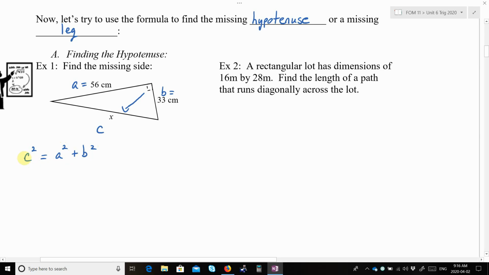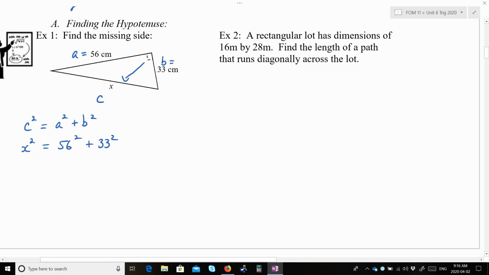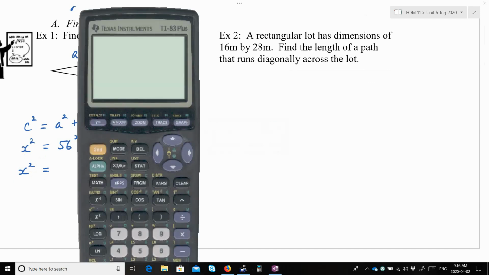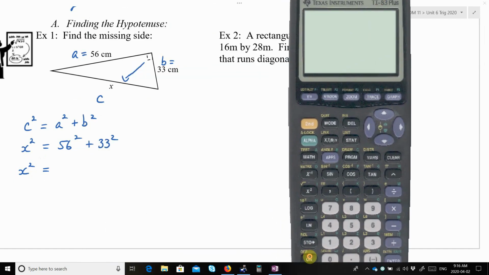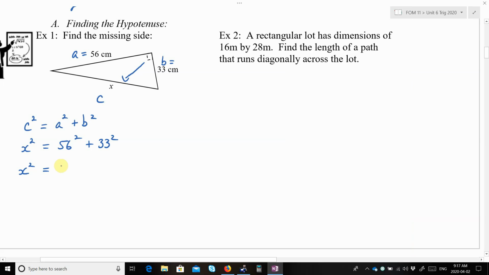And if you want to, you could say, hey, C has really been called X, so we could put X in there and say X squared is equal to A is 56, 56 squared plus B is 33, 33 squared. And so what we need to do now is get X by itself. So right now it's X squared. What we can do then is work out that number on the right hand side. So I will get the virtual TI out. And we will go 56 squared plus 33 squared. Press enter, so 4,225.